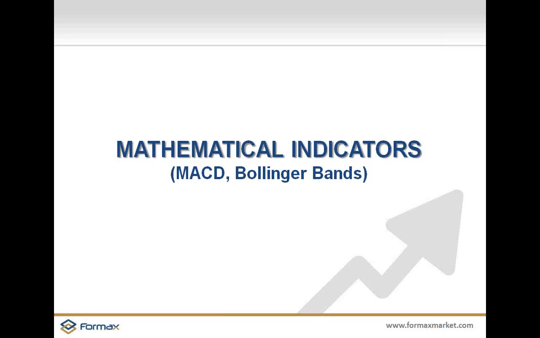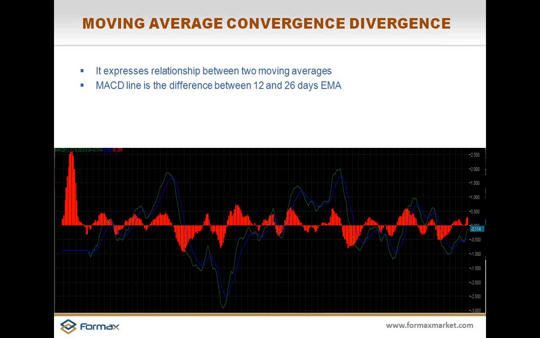MACD is one of the supporting indicators which you can use with each and every single indicator. So what exactly is MACD? If you see the chart below, this green line is the MACD line. The MACD line is the difference between the 12 and 26 days exponential moving average. In simple language, if you plot a 12 days exponential moving average line, and you plot a 26 days exponential moving average line on a chart, and you find the difference between them and create a line, that would be the MACD line.